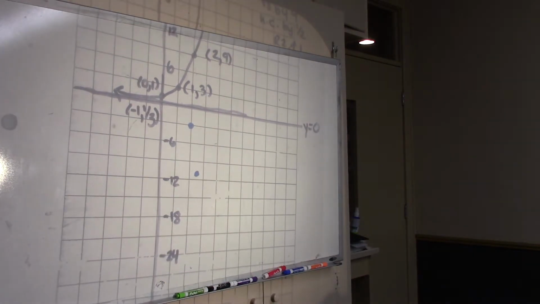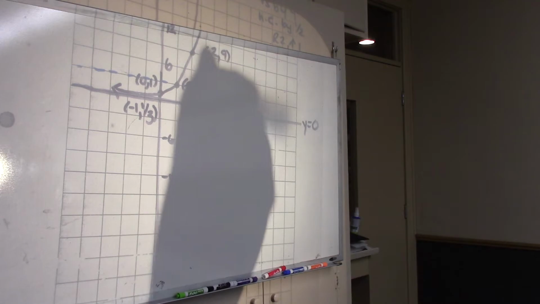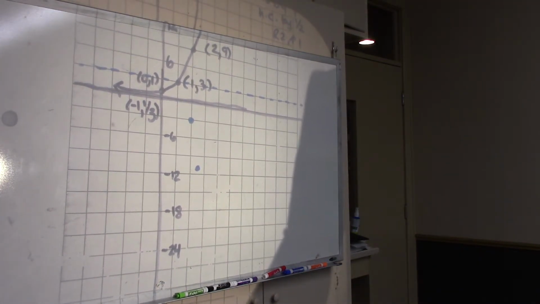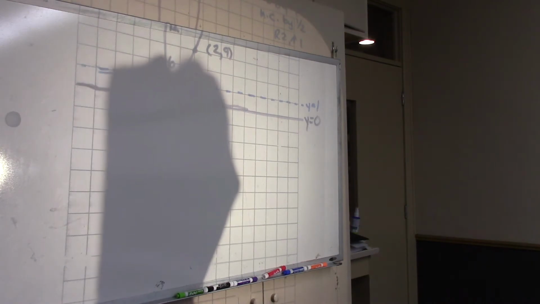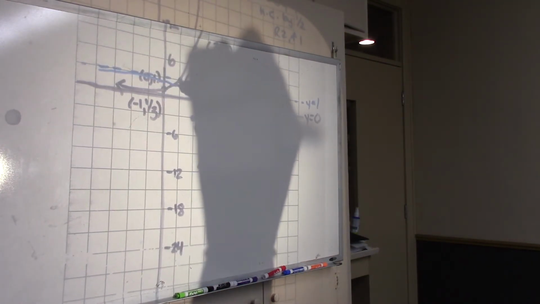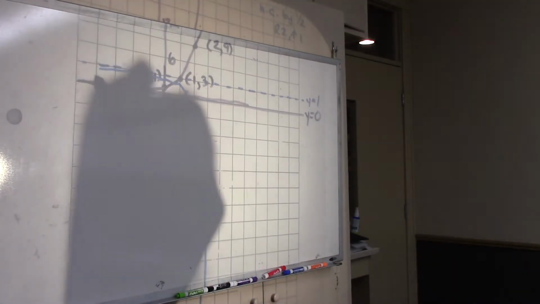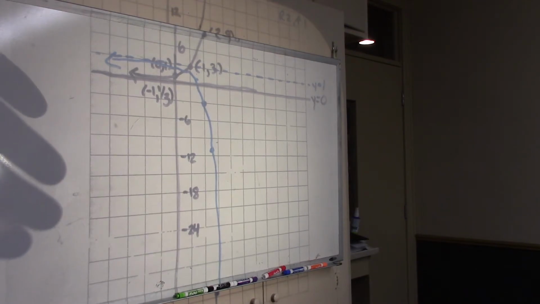Okay, and then we get our horizontal asymptote of y equals 1. So it's basically going to look like this. Okay? And then you can label your coordinates.